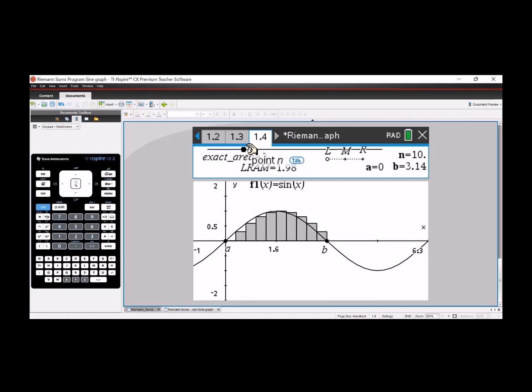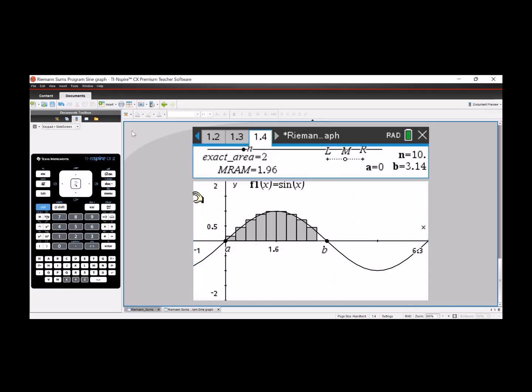There's my n is 10 right there. I've got 1, 2, 3, 4, 5, 6, 7, 8, 9, 10 rectangles. My LRAM is 1.98. My R is 1.98. And my M is 1.96. Okay, so it gets really close. Now those are approximations. Okay, we can, of course, increase n. And the more we do that, the better our fit will get.